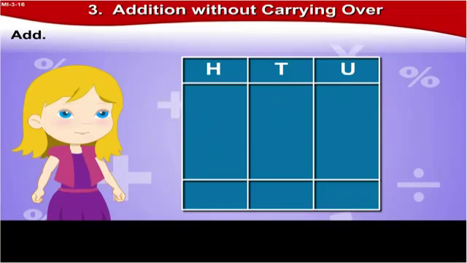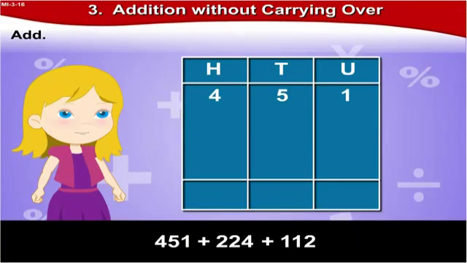Now the next sum, 451 plus 224 plus 112. If you arrange them vertically, writing hundreds, tens, units, 451 would be 4 hundreds, 5 tens, 1 unit, plus 224 would be 2 hundreds, 2 tens, 4 units, plus 112 would be 1 hundred, 1 ten, 2 units. Now we'll begin addition from the units column.